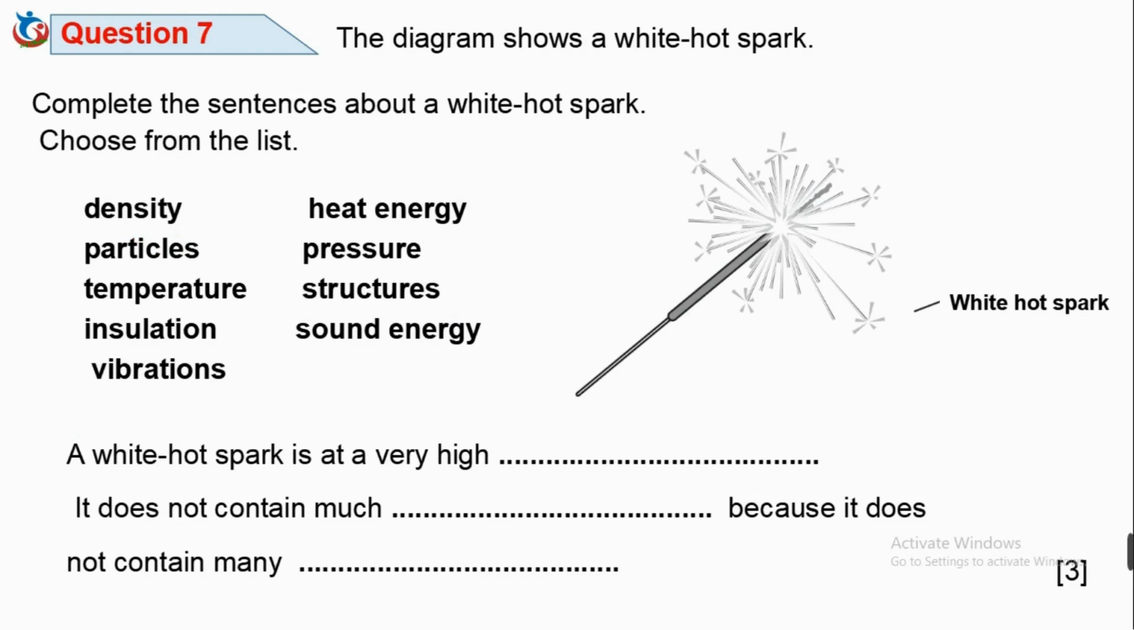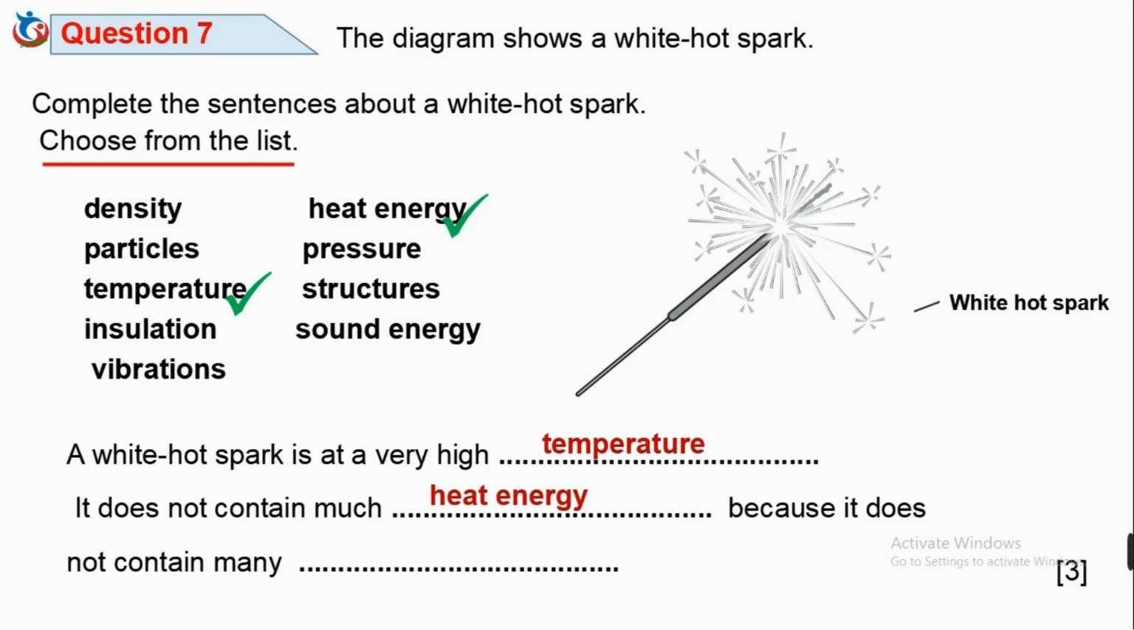Question 7. The diagram shows a white hot spark. Complete the sentences about a white hot spark. Choose from the list. A white hot spark is at a very high dash. Remember that you have to choose from the list of words provided. The only word that can qualify hot and high is temperature. So temperature represents the hot and high. So the question now continues to say it does not contain much dash. So this will be heat energy. So it does not contain much heat energy.